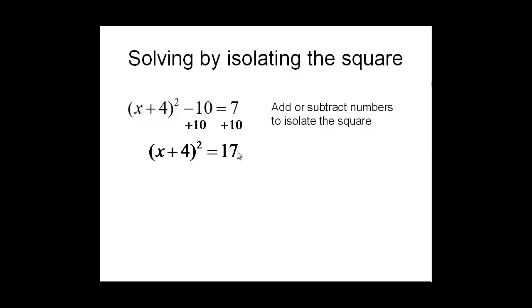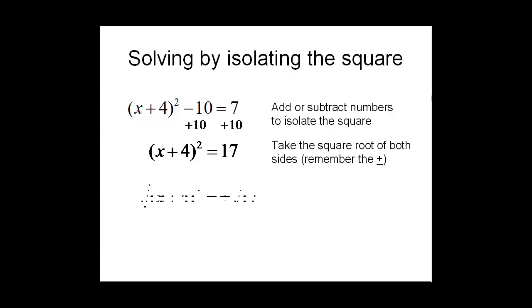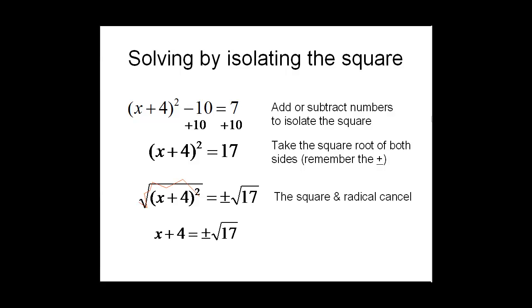Now you remove the square by taking the square root. And make sure you put a plus and a minus, because when you square root a square, you get two possible answers. Then we're going to move our 4 by subtracting 4. And you get negative 4 plus or minus the square root of 17.